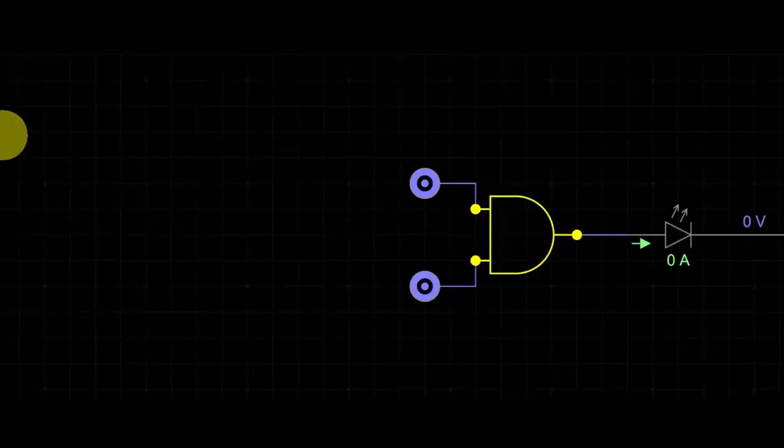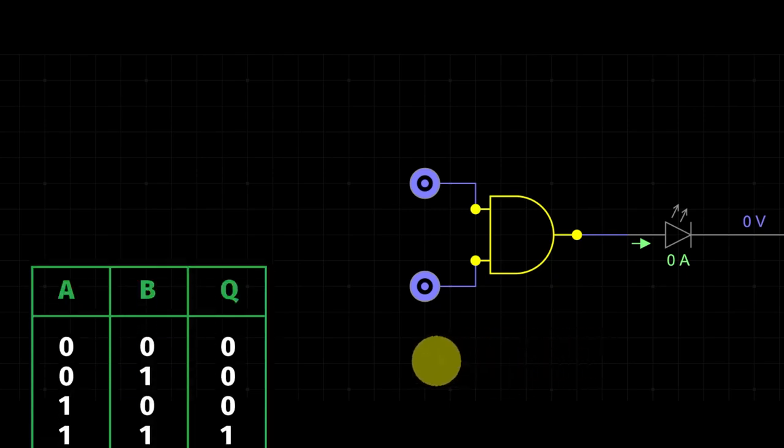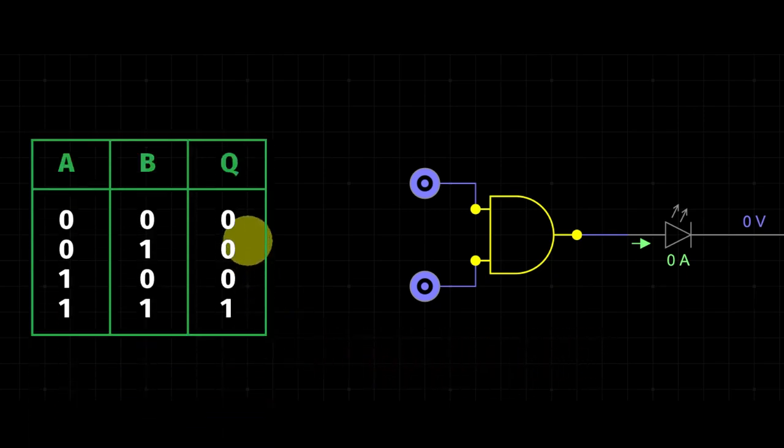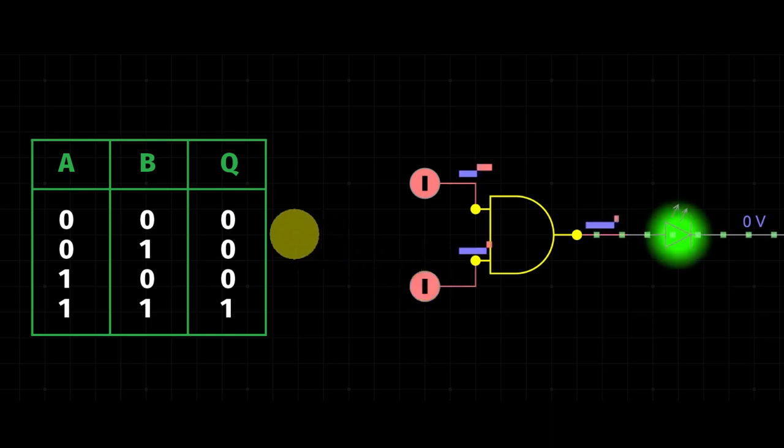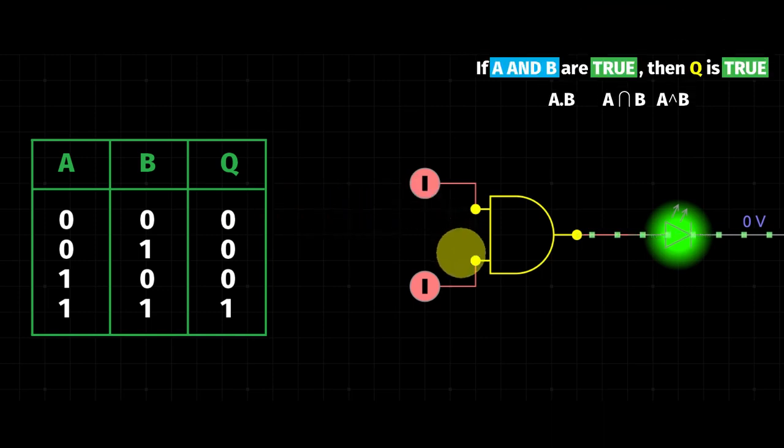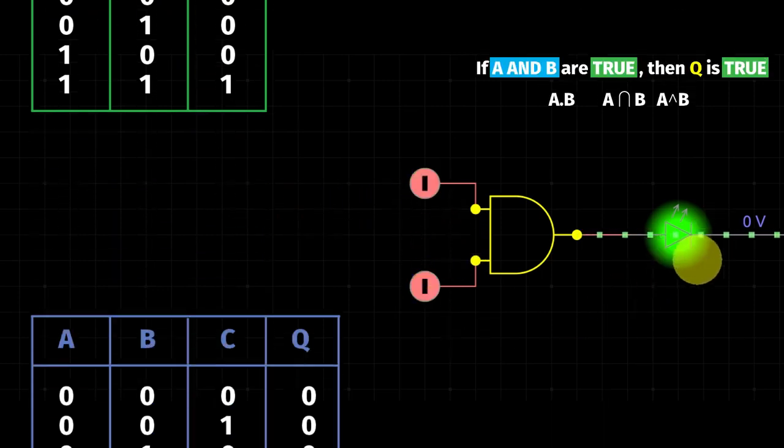An AND gate is a logic gate where the output goes high, or 1, only if all its inputs are high. So if the inputs A and B are high, the output Q will also be high. The Boolean expression for this is: if A and B are true, then Q is true.